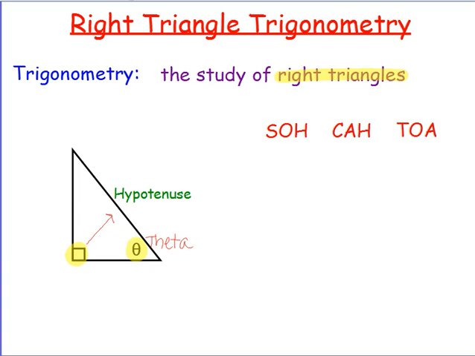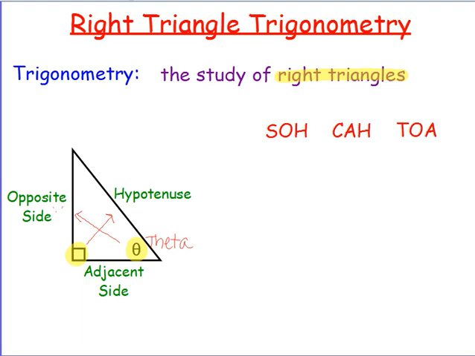Because once you know where your angle of focus is, the side that is across from theta is always the opposite side. And so after you've now labeled the hypotenuse across from the right angle and the opposite side across from theta, the remaining side is always going to be called the adjacent side. So again, across from the 90-degree angle is the hypotenuse, across from theta is the opposite side, and the missing side is the adjacent side.